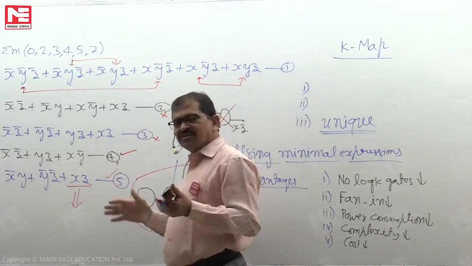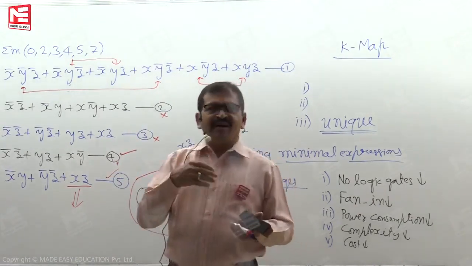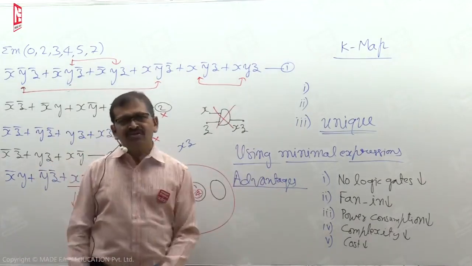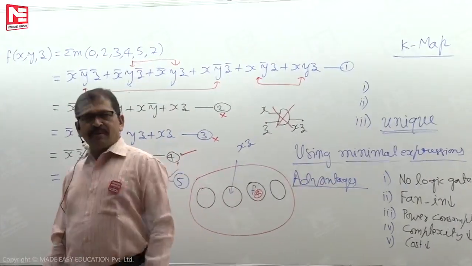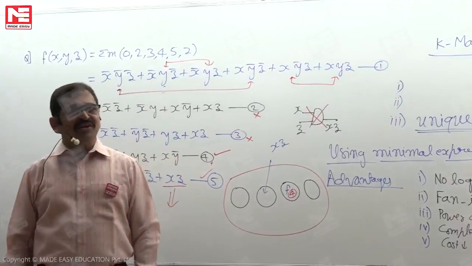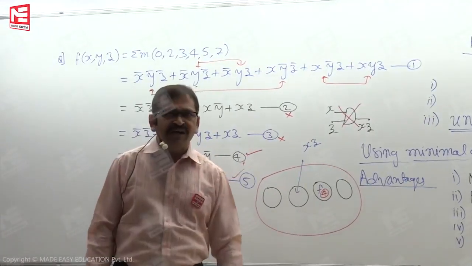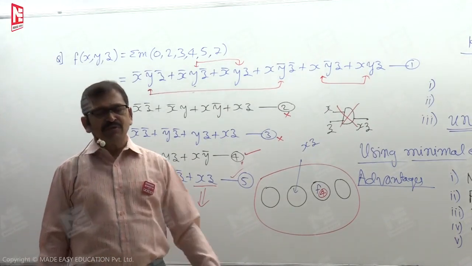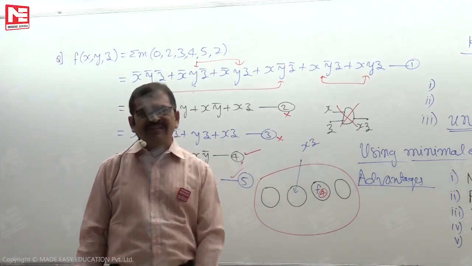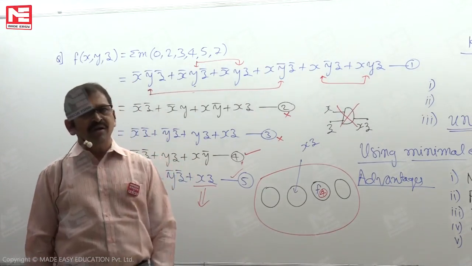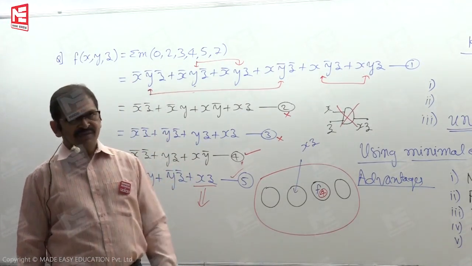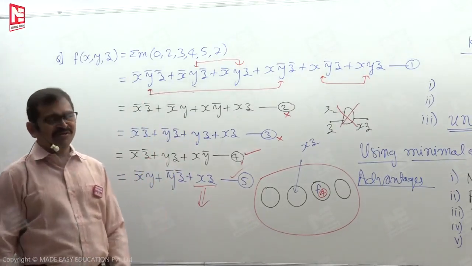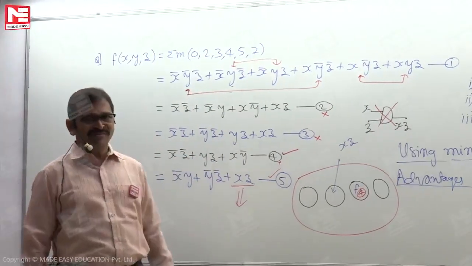So based on all this, for reading the minimal expressions, if we use the Boolean algebra properties, definitely it is not a systematic procedure for reading the minimal expressions. These are the limitations we have in reading the minimal expressions using properties.